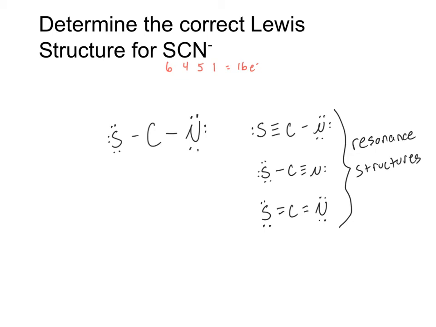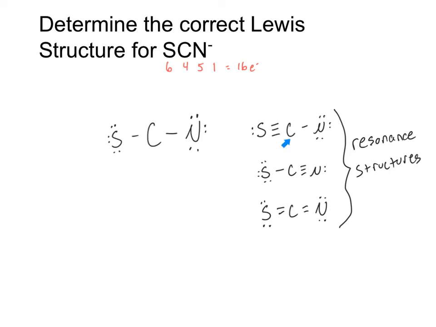Notice that the atom locations have not moved, but in all 3 structures, the electrons are in different locations, giving us differing numbers of bonding and non-bonding pairs on the sulfur and nitrogen in each different structure. And so let's go through a formal charge analysis for these.